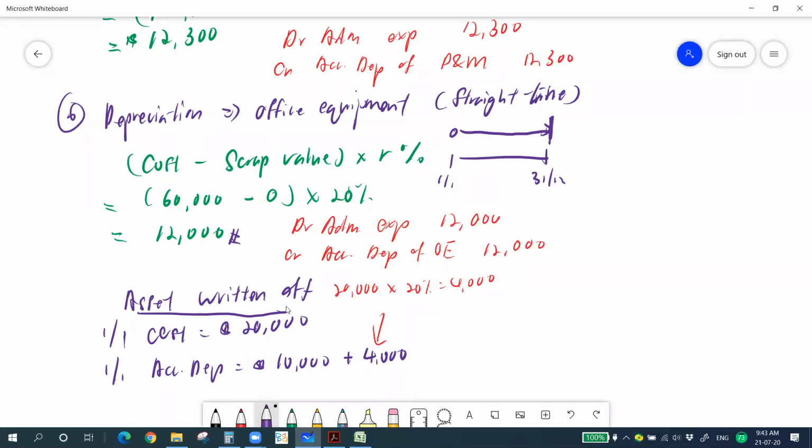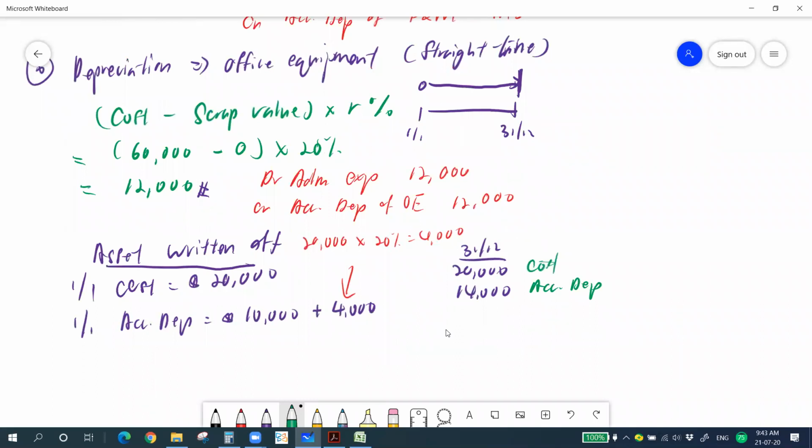So meaning that at 31st December, the date of written off, the cost of the asset is 20,000. The accumulated depreciation of the asset is 14,000. All right, so this is cost, this is accumulated depreciation. For an asset written off, meaning that we cannot receive any money, any consideration for this asset. So the difference of 6,000 is what? Asset written off. Right? This 6,000 will be asset written off, and this asset written off is an expense of the company.